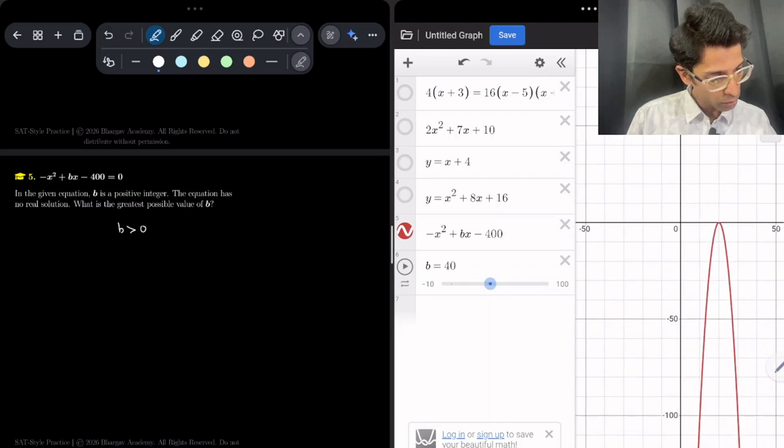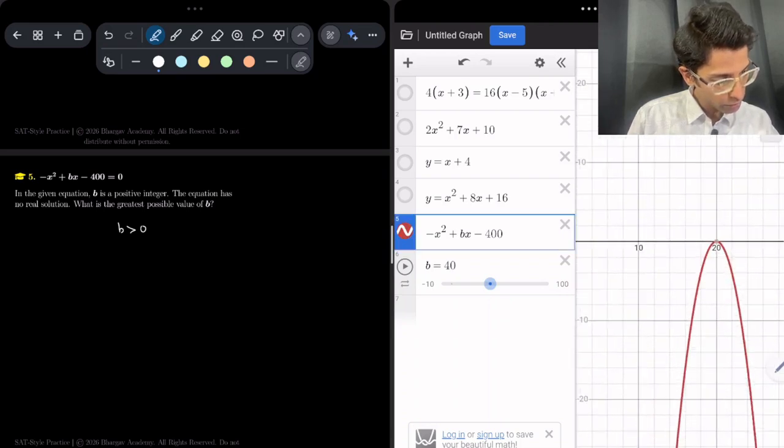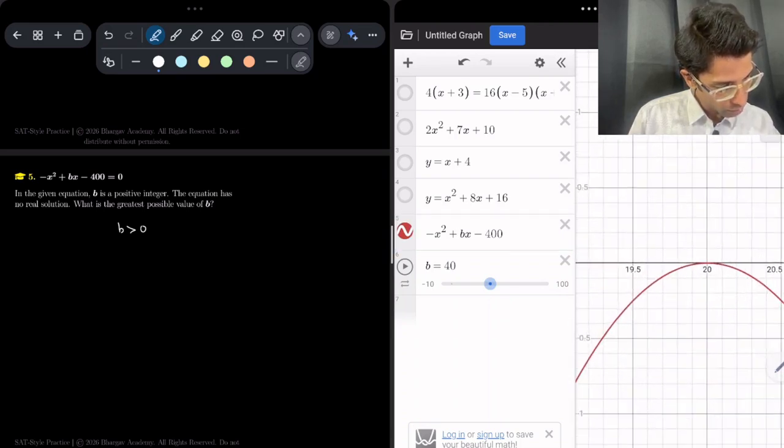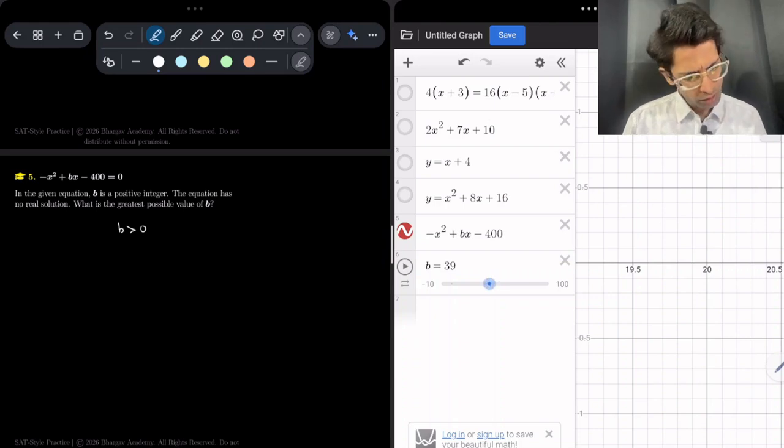What is the greatest possible value of b? Now I have to be really careful here and see what is happening. If I make, okay, 40 is looking okay, 39 is okay. Now if you see, what is the greatest possible value of b?